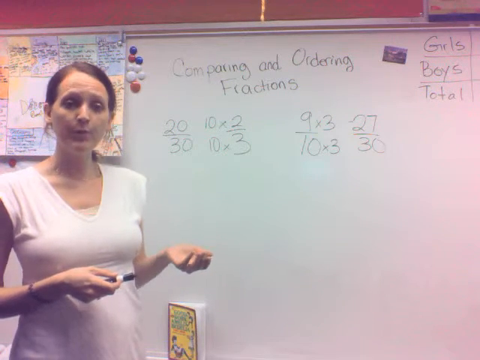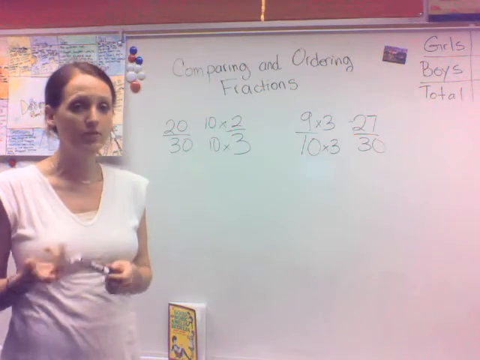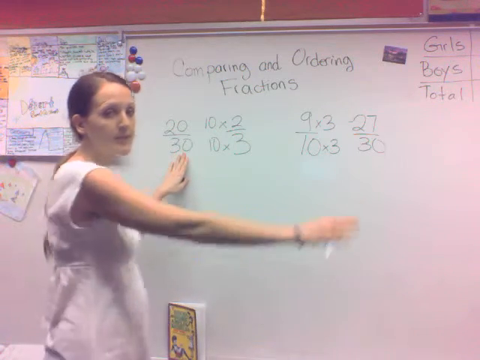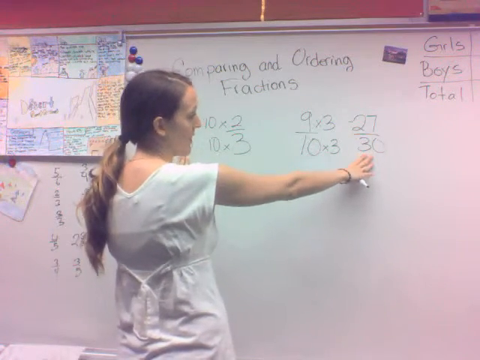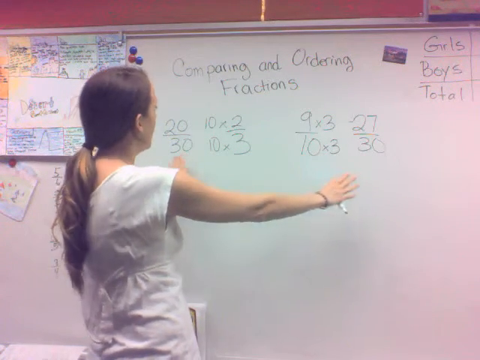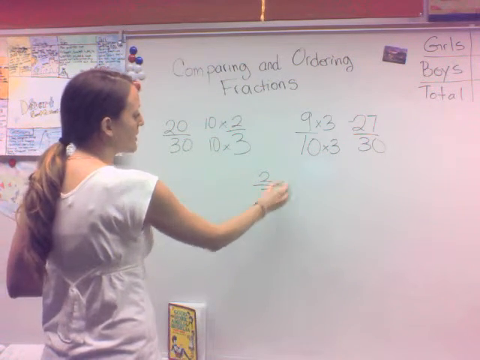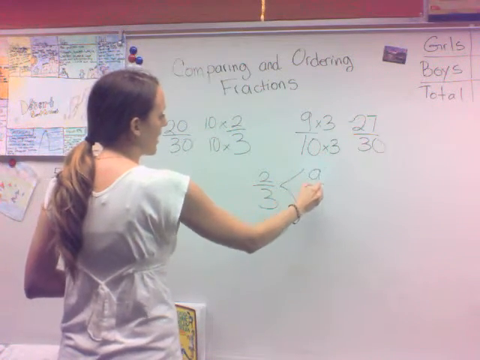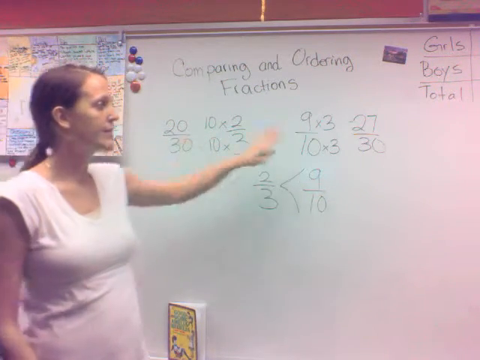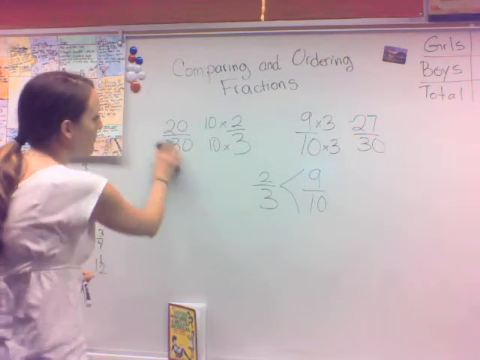If you need help remembering why or understanding this, go ahead and review the equivalent fractions video that's posted. So now I'm comparing 20/30 and 27/30, keeping in mind that I have to use my original fractions. So I can easily see that 2/3 is less than 9/10 because 20/30 is less than 27/30. We're going to try one more of those.